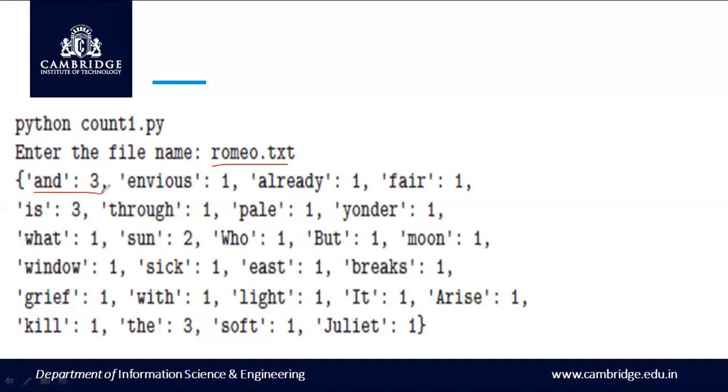The word and has appeared 3 times. The word envious has appeared once, already has appeared once, fair once. You can see the word is has appeared thrice, sun has appeared twice. Similarly, the has appeared thrice, and all other words have appeared only once in that text file. So this is the use of the dictionary as counters. In this concept, you can access any file and count the occurrences of words in that file.